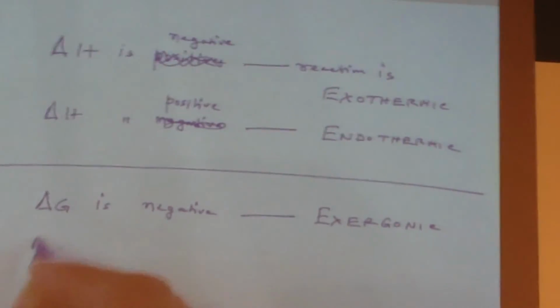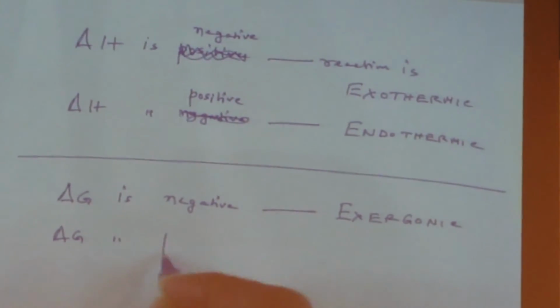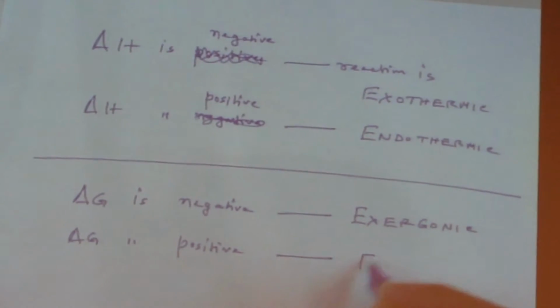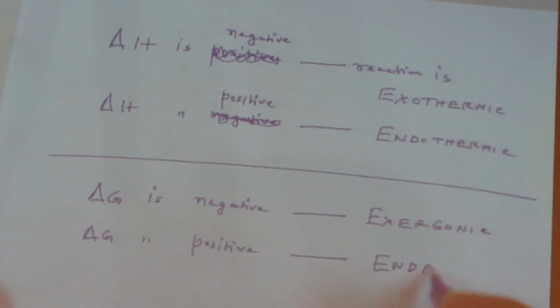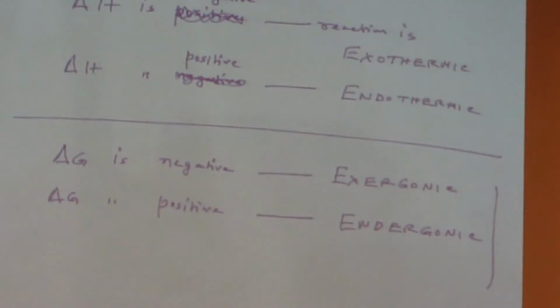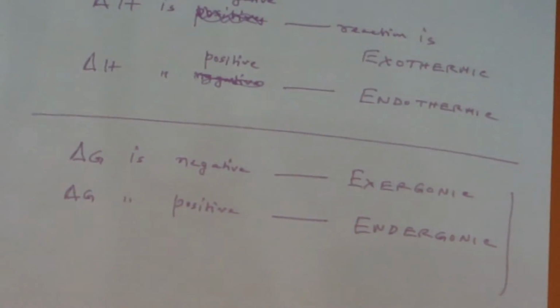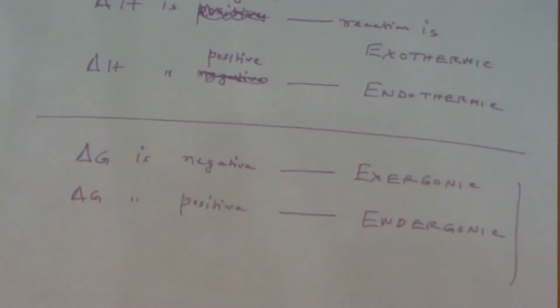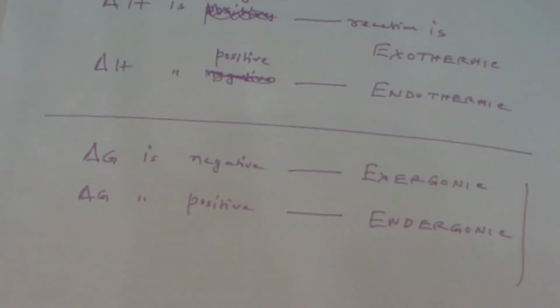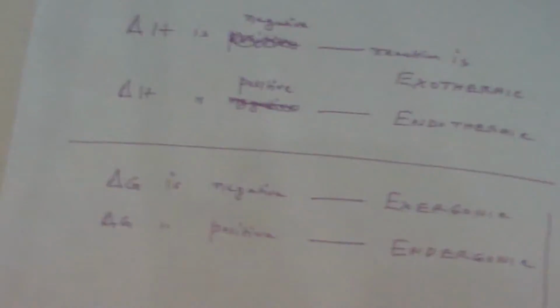And if it is positive, then it's endergonic. And even though the delta H component is very important, that can be essentially changed based on the temperature used in the whole process. So you can manipulate the reaction accordingly.